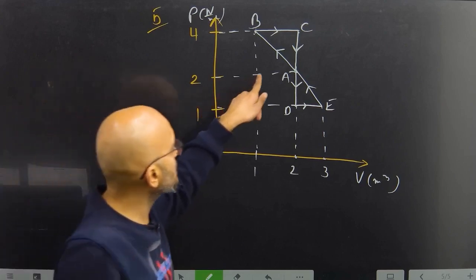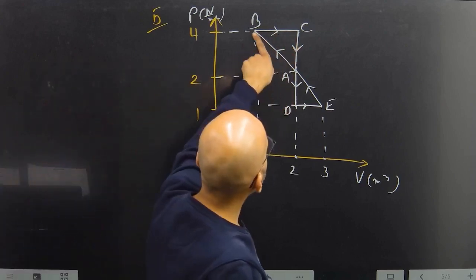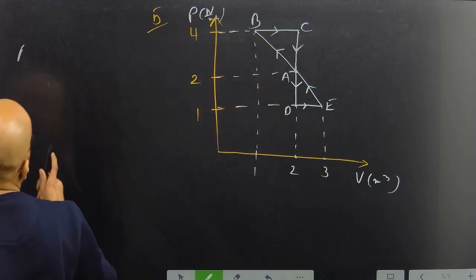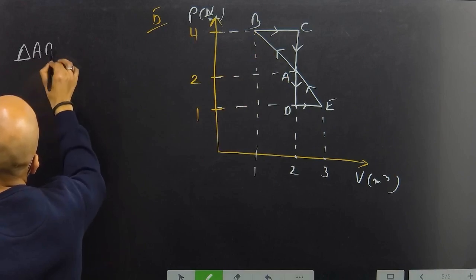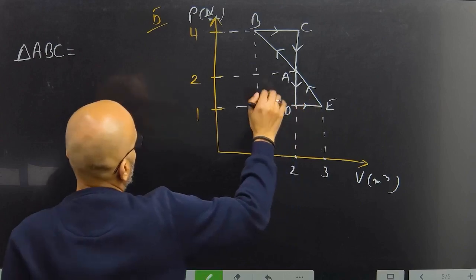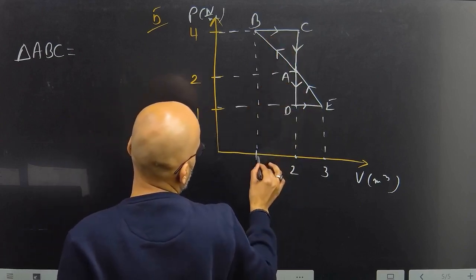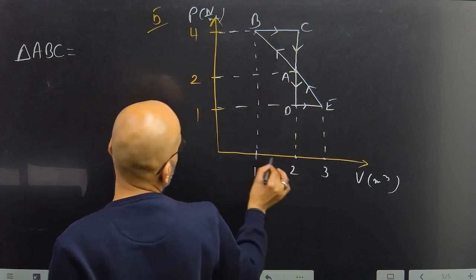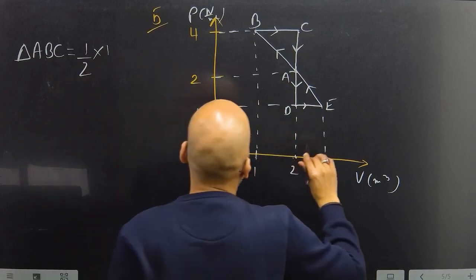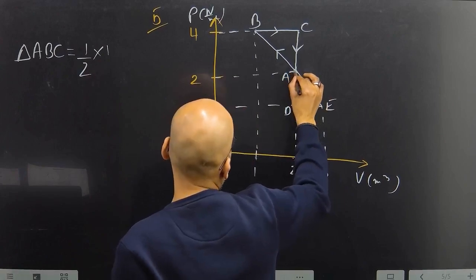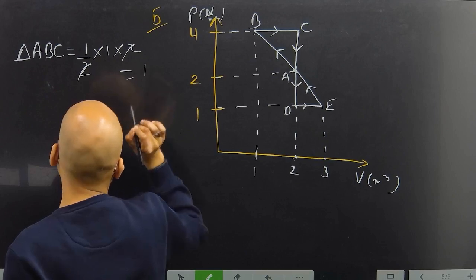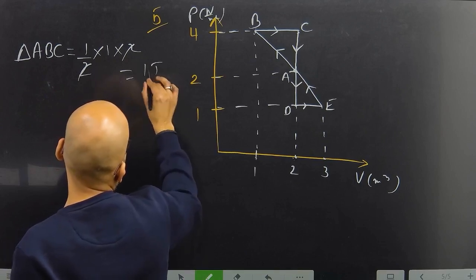How much will the net work done be? See guys, find the area under the curve of this ABC. So for triangle ABC, the area under the curve will be half base into height. How much is the base? Base is 2 minus 1, that is 1. And how much is the height? Moving from 2 to 4... so that is 1.